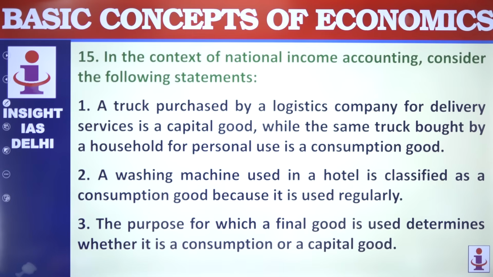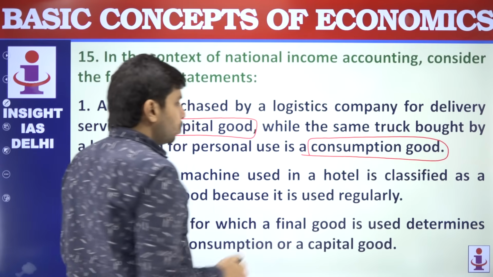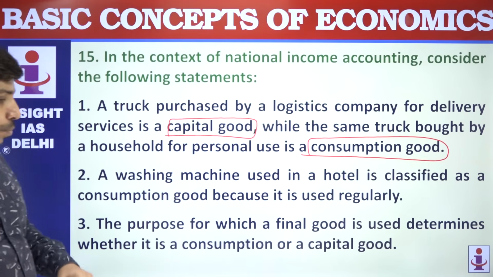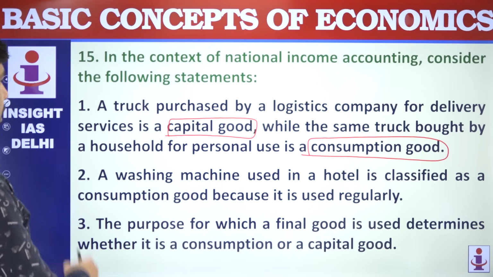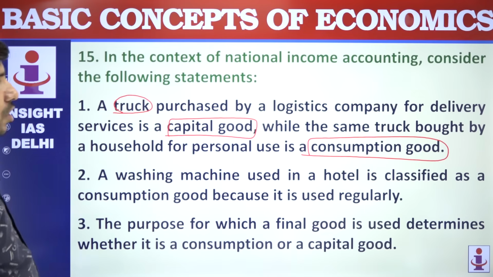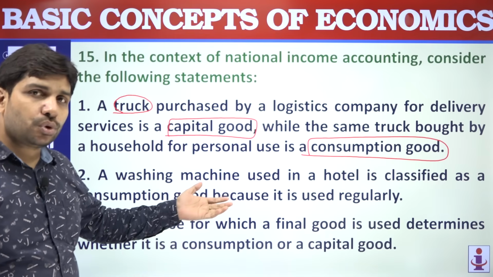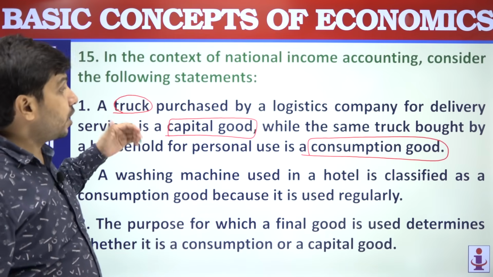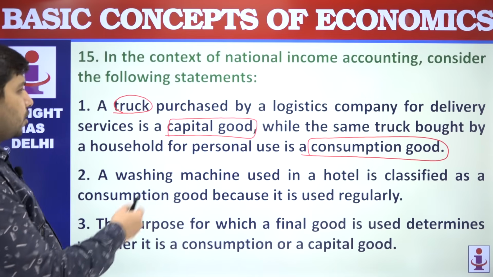A truck purchased by a logistics company for delivery services is a capital good, while the same truck bought by a household for personal use is a consumption good. Two very important terms: capital good, consumption good. Capital good is the good which is used to produce some more goods. Consumption good is something we use for our own use. So if the truck is purchased by a logistics company for delivery of services, this truck is being used to generate more services. But the same truck, when a household is using it for personal use, is a consumption good.